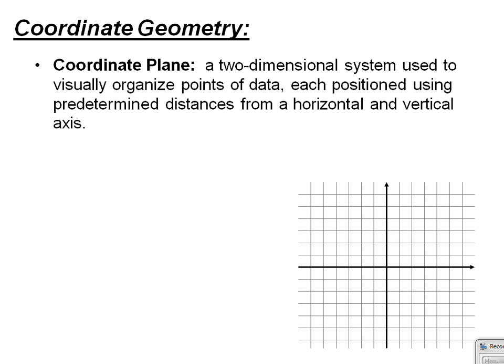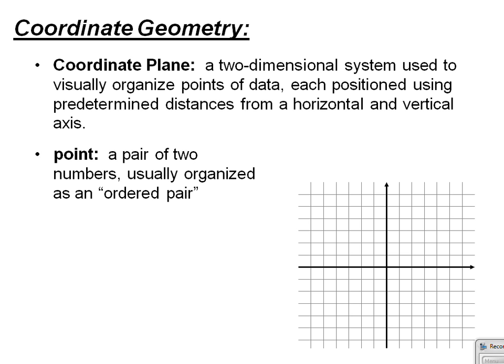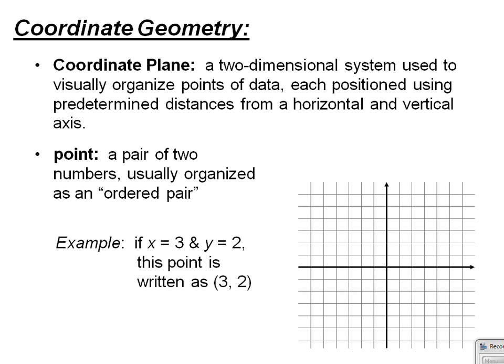Points of data. What are points? Well, a point is a pair of two numbers usually organized as an ordered pair. Here's what that all means. Let's say that we had a pair of numbers. Let's say x equals 3 and y equals 2. Now we could organize this pair of numbers in ordered pair notation by putting parentheses, 3, comma 2, without saying x equals 3. That is a point of data. That is an ordered pair.